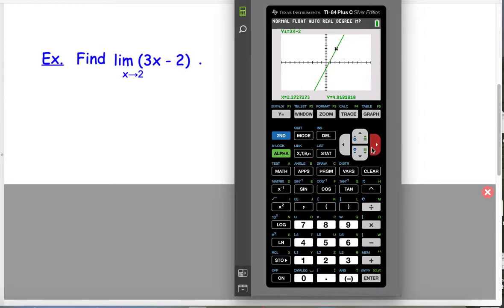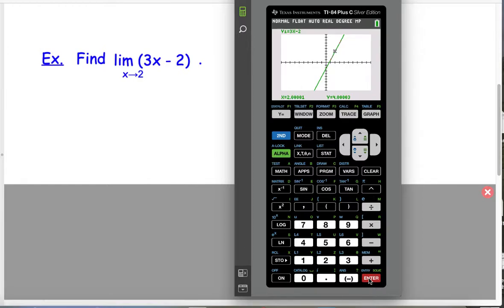What if I was approaching it from the other side? What if I was up at the top there and moving my way down? So what if I were at, let's say, 3.1? y is 7.3. How about if I'm at 2.8? Now y is 6.4. How about at 2.5? Now I'm at 5.5. How about 2.1? I'm at 4.3. How about 2.01? Now I'm at 4.03. How about 2.00001? That's really close to x equal 2. My y value is getting really, really close to 4.